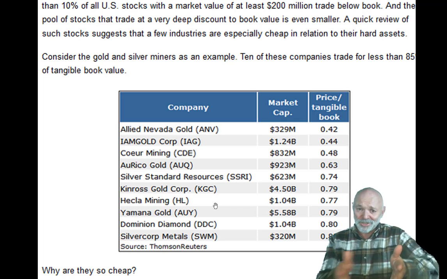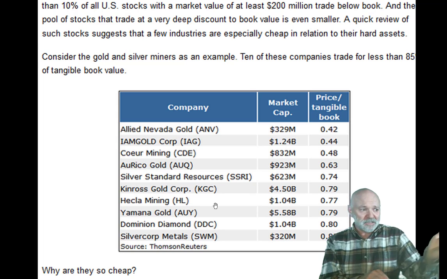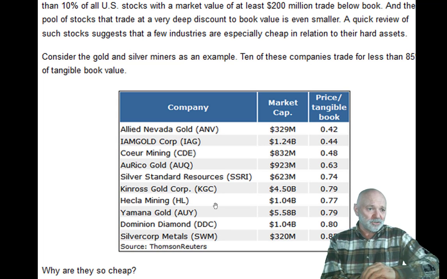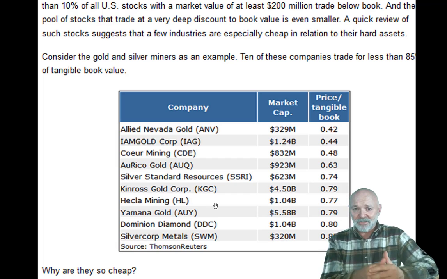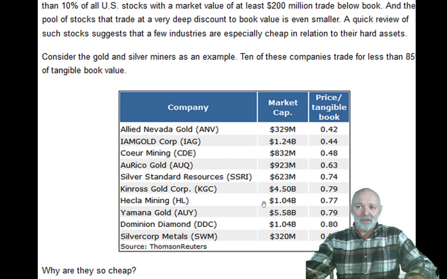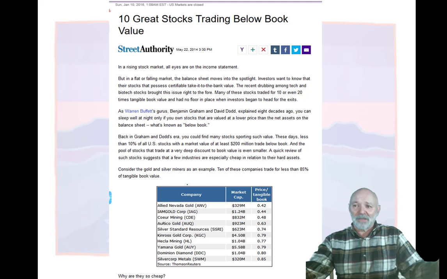Now, I don't know what the catch is. I'd do a lot more research before I put real money into that investment. But this suggests that's a bargain. Other companies, all the way down to perhaps Silvercore, Dominion Diamond, have significant discounts on their book value. So it would suggest that as long as the price of gold and silver doesn't fall, these would be bargains. We don't know why they're so cheap, but the implication of the article is perhaps these are ones that are worth looking at.